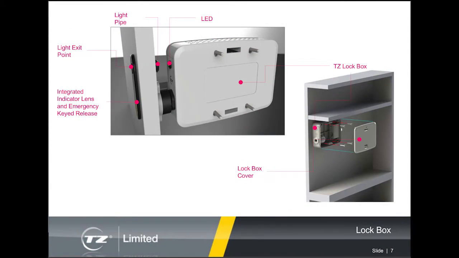The lockbox is a TZ product designed for ease of installation and fitting into cabinetry. The lockbox houses the TZ radial, and the radial stud is affixed to the locker door. The lockbox also has an LED light, which can be used to indicate that the locker is opening, for example flashing green, to draw attention to it.